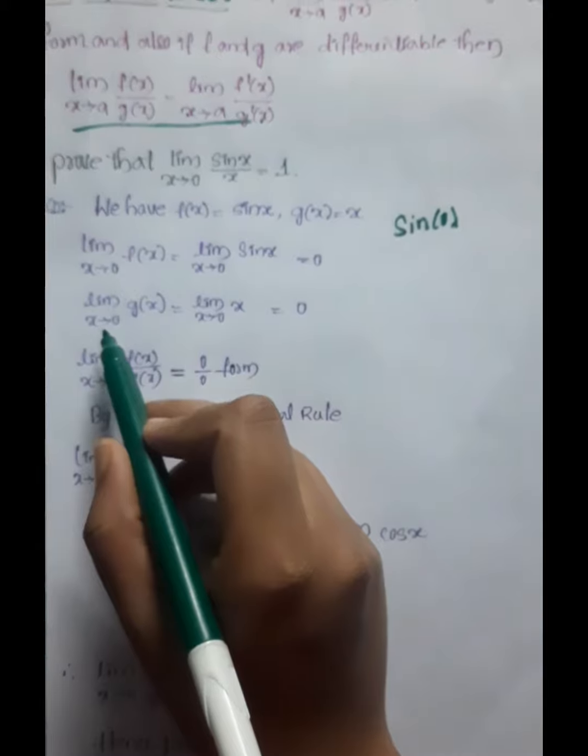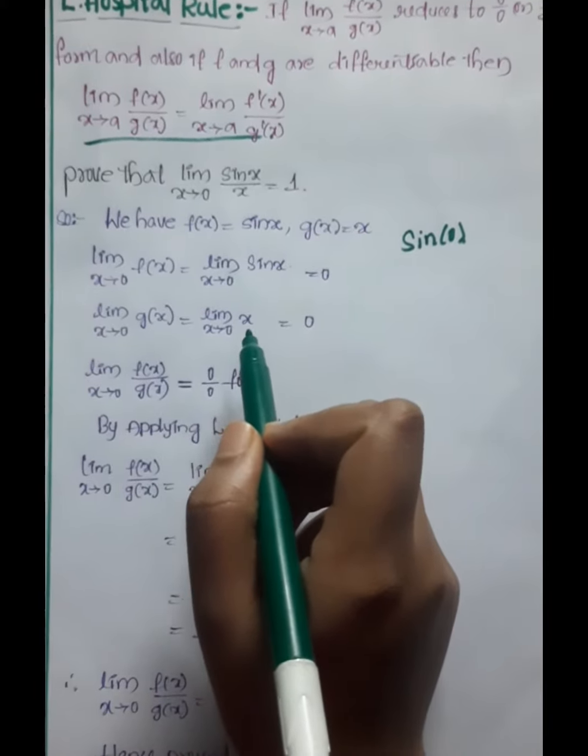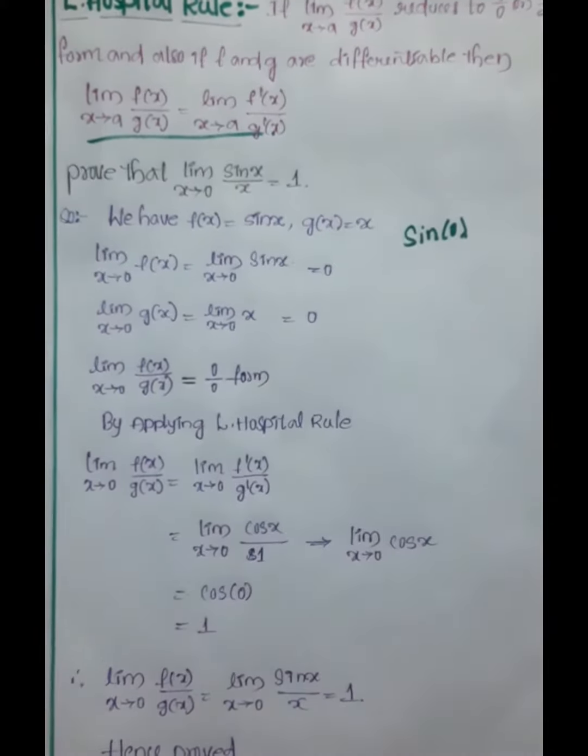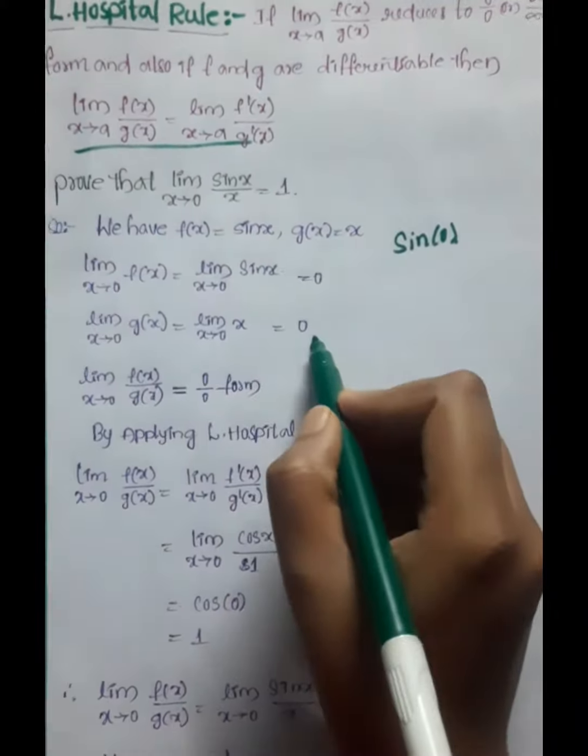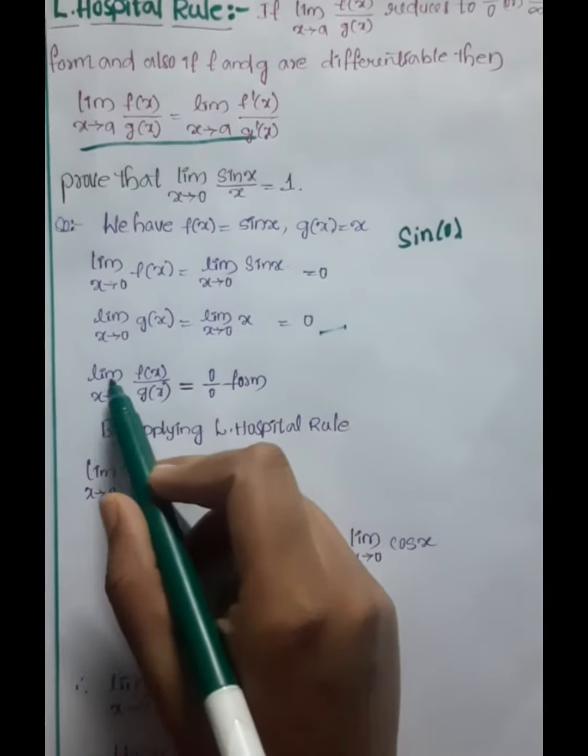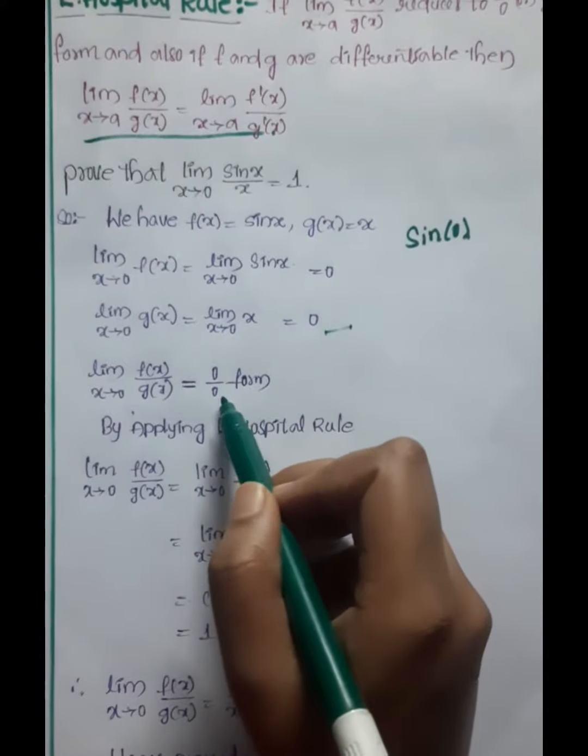And I am applying the limit for g of x. So here limit x tends to 0 of x. When x tends to 0, the x value is 0. So we got 0. So limit x tends to 0 f of x by g of x is in the form of 0 by 0.